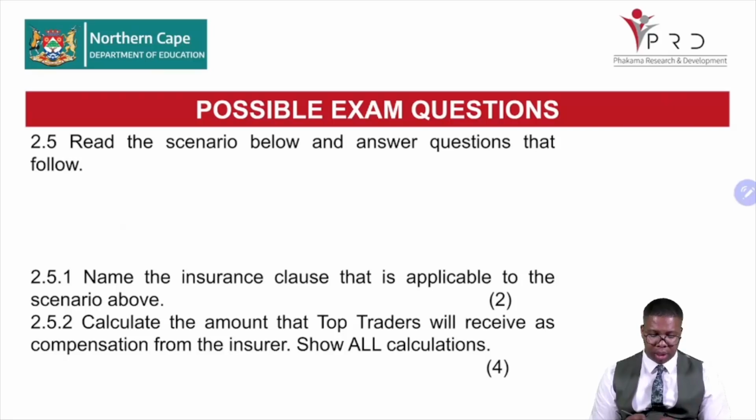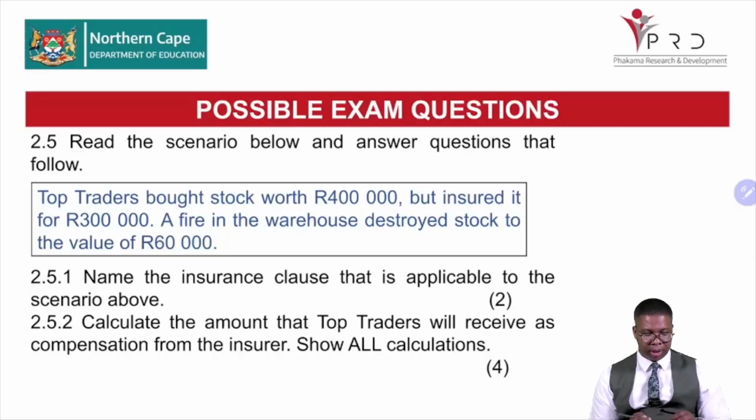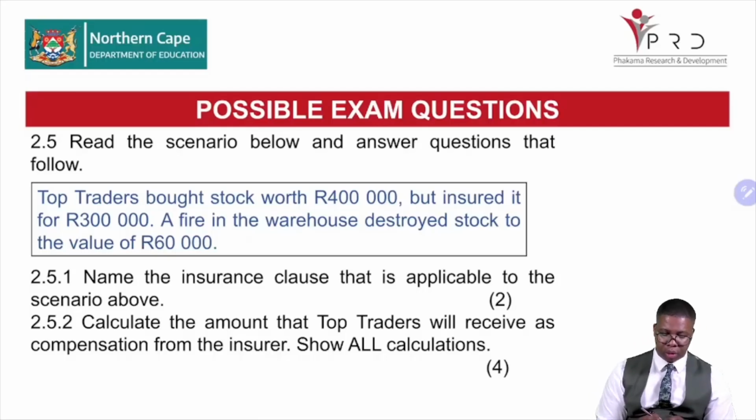Let us look into possible exam questions now. We are having 2.5, which says read the scenario below and answer questions that follow. The scenario is about top traders who bought stock worth 400,000 but insured it for 300,000. Then a fire. What is important when we are dealing with numbers here is that we need to underline the values. To say here they are saying top trader bought stock worth 400,000. So when we are saying the stock is worth 400,000, what are we talking about?